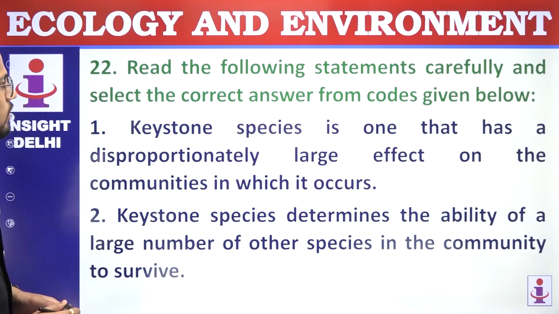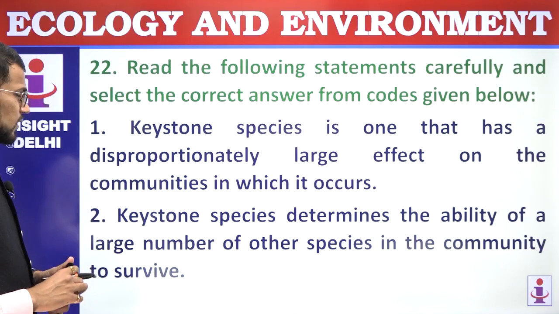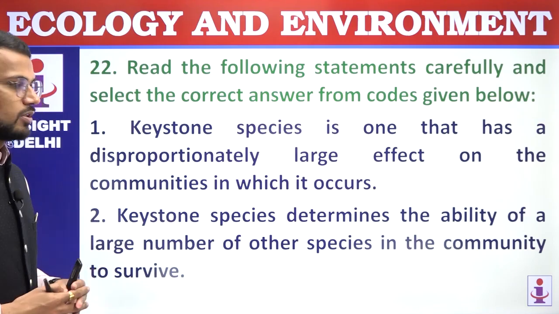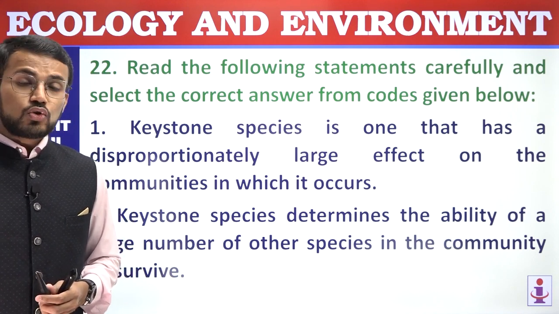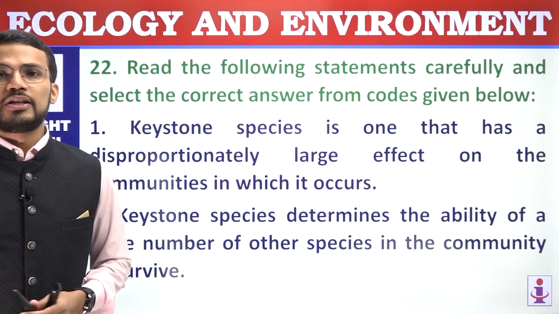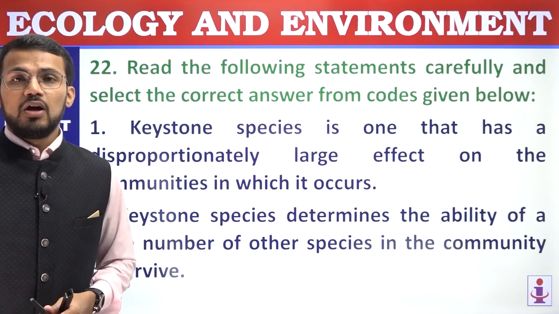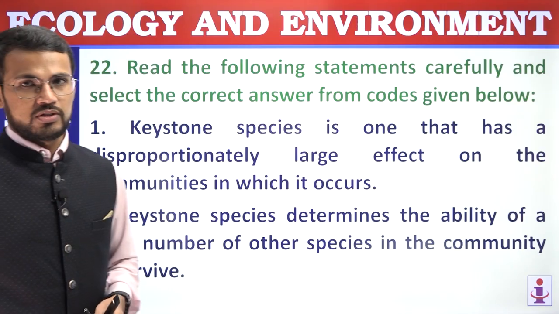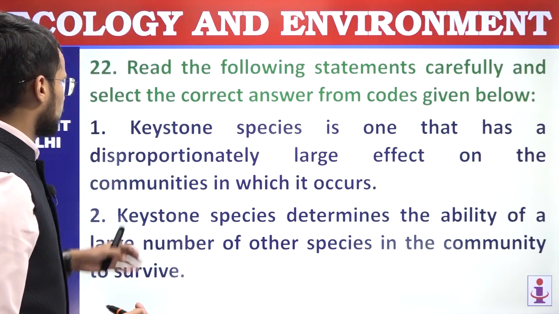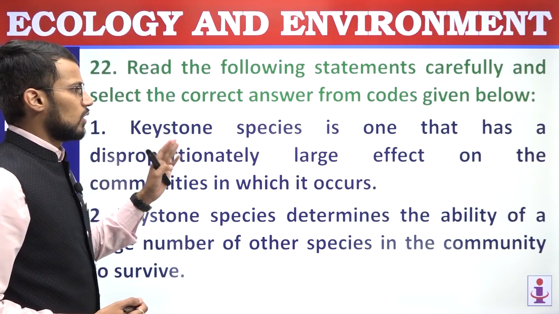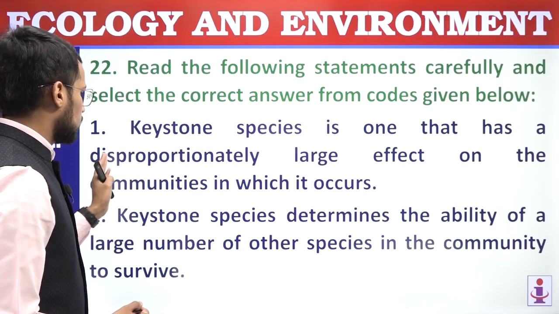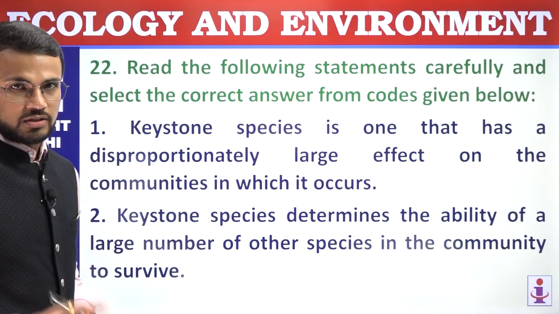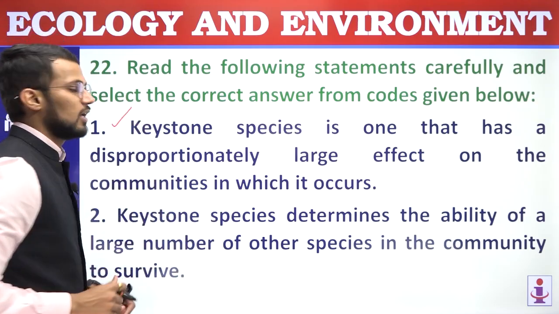Read the following statements carefully and select the correct answer from the codes given below. Now, the question is on keystone species. So, what are keystone species? Keystone species are those species that control the characteristics of a particular ecosystem, right? They are vital for the characteristics of that ecosystem. Let us consider the statements. First, a keystone species is one that has a disproportionately large effect on the communities in which it occurs. Correct statement. That is the explanation of keystone species.